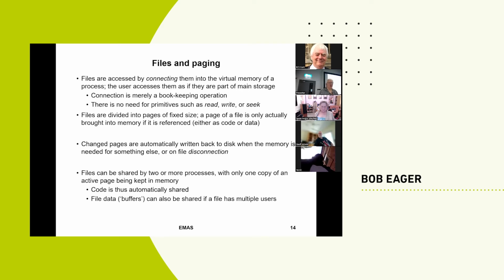You don't say, I want to open this file, and you get given a magic number back that you use to access the file. Well, you do get given a number back, but what the number is, is actually an address in memory. You connect them into the virtual memory of your process. So once you've connected a file, you can access memory at that address. And the address you're given back is actually the address of the first byte of the file, and the next one is the second byte, and so on. So basically, your file appears as an array in memory.